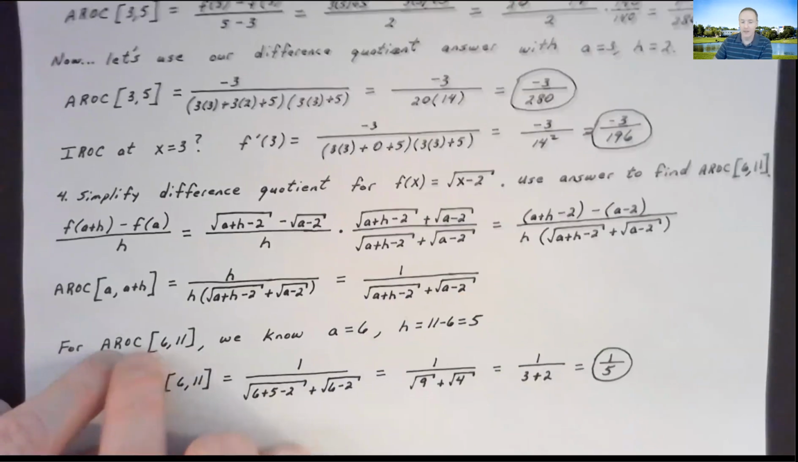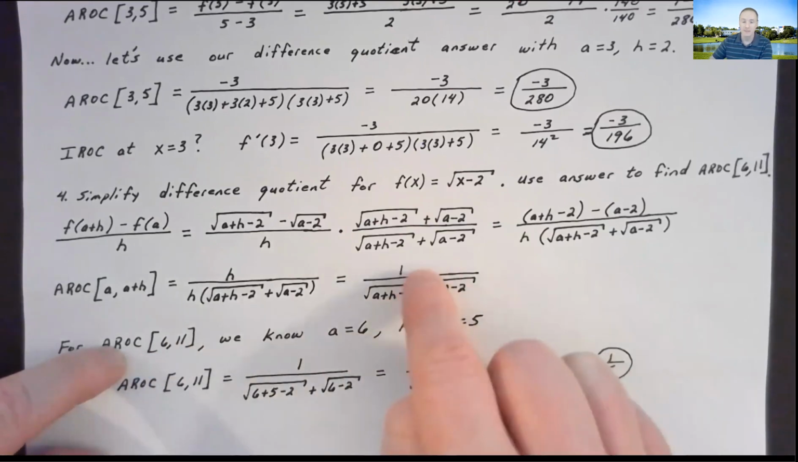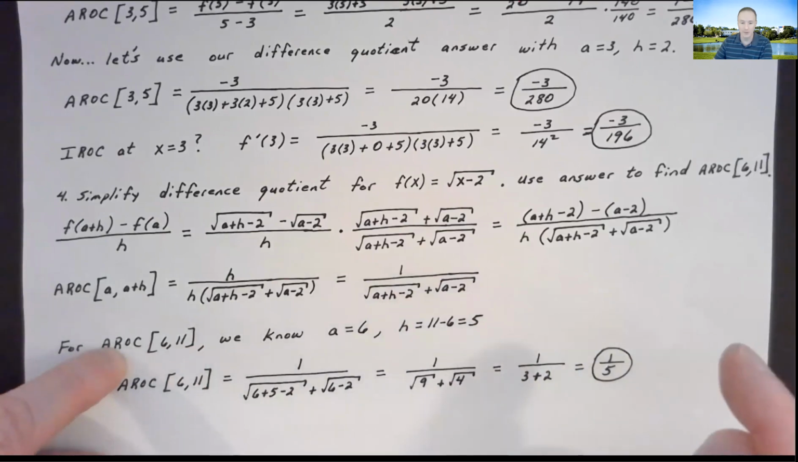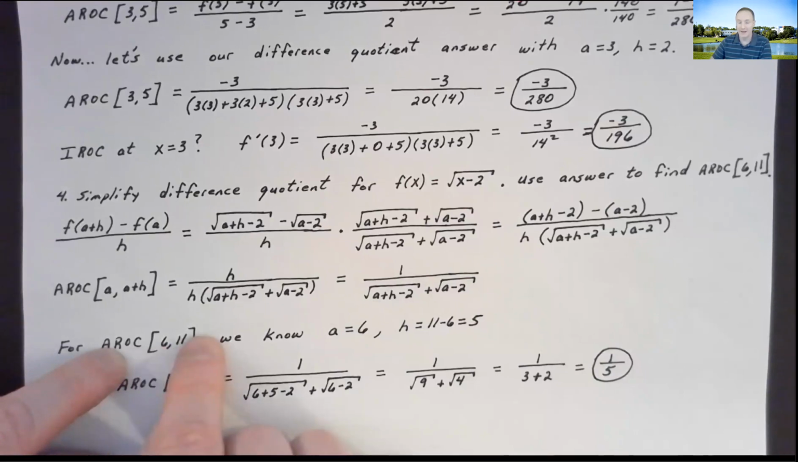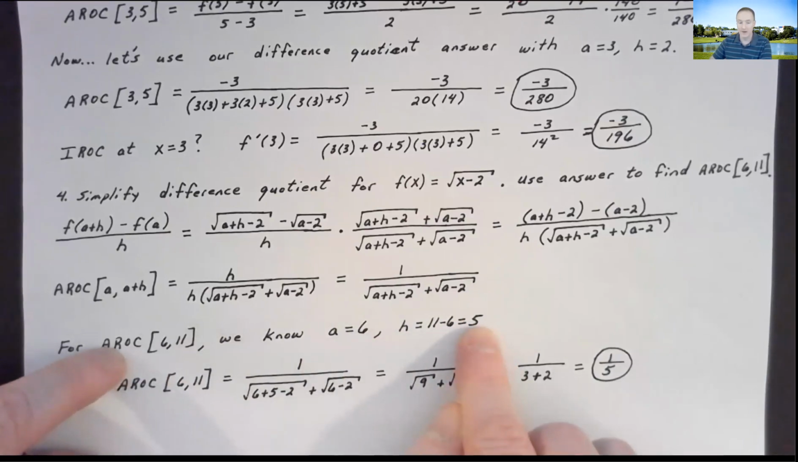So now, if I was trying to find the average rate of change from 6 to 11, the way I would rather you do these is by using your difference quotient solution, so that's the only way I'm doing this one. If I want to find the average rate of change from 6 to 11, a is where your interval starts, at 6. H is just the distance between your two x values, so that's 5. So you'd say, okay, I have a is 6, h is 5.